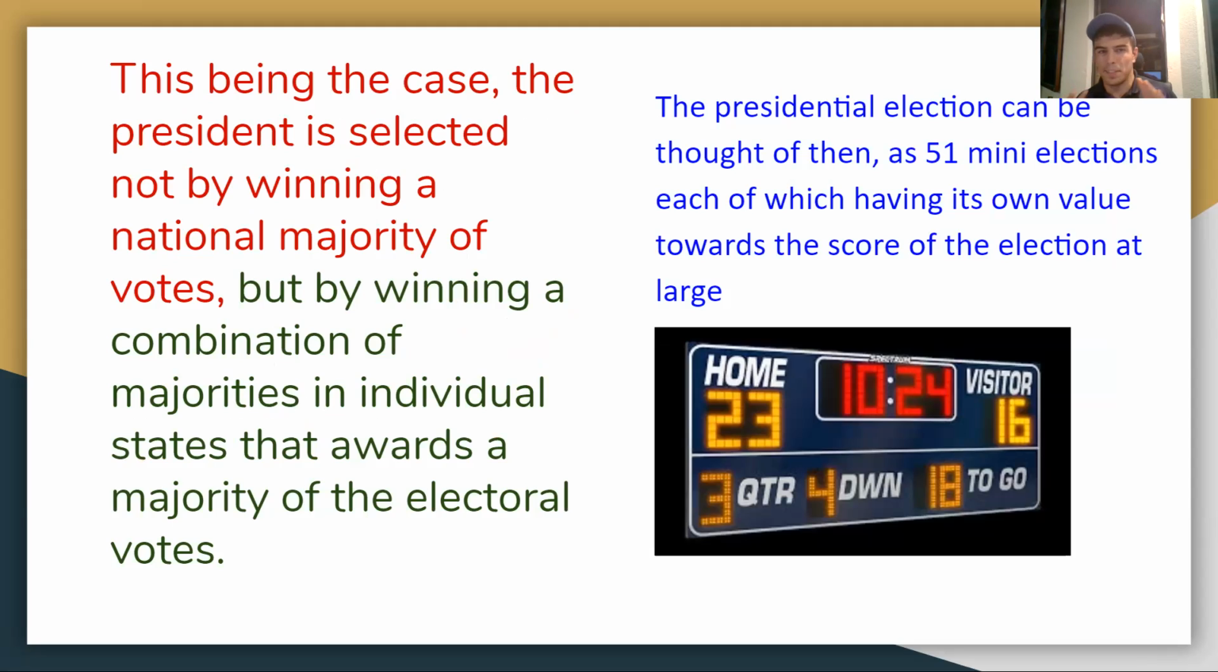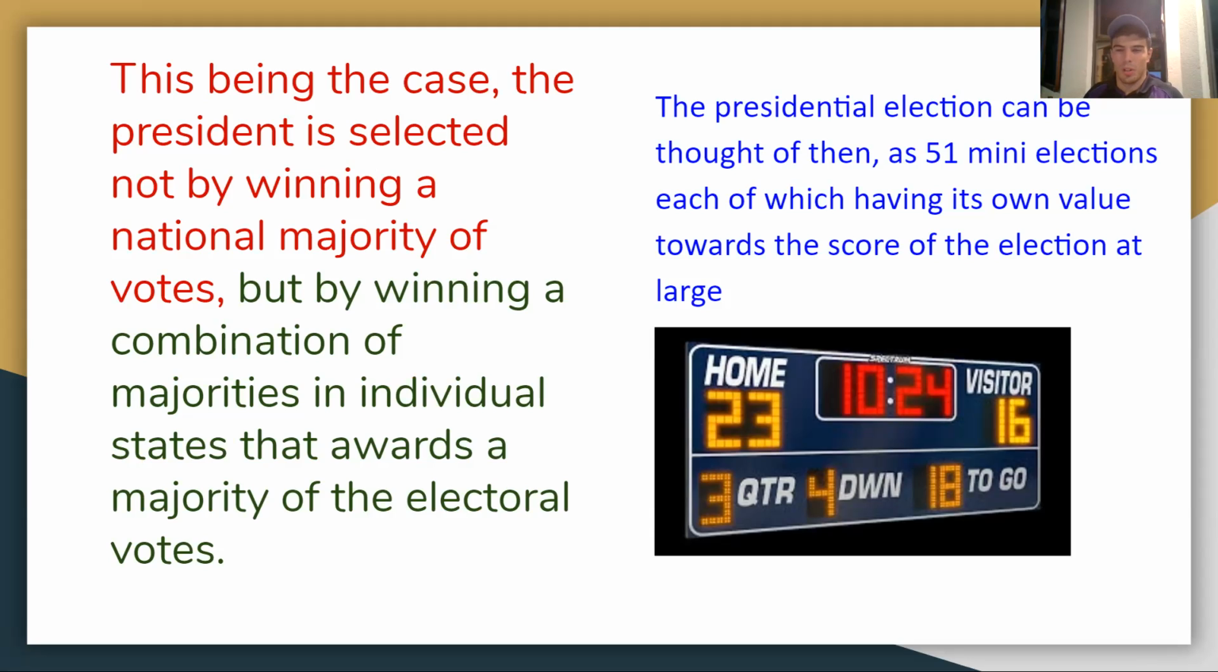Okay, so this being the case, the president is selected by winning a national majority of votes. But, I mean, the president is not selected by winning a national majority of votes. This is what makes the Electoral College different than just a normal popular vote. The president is selected by winning a combination of majorities in individual states that awards a majority of the electoral votes. So he only has to win by one vote in a state, and he gets all the electoral votes for that state.